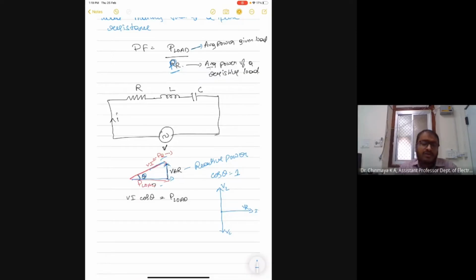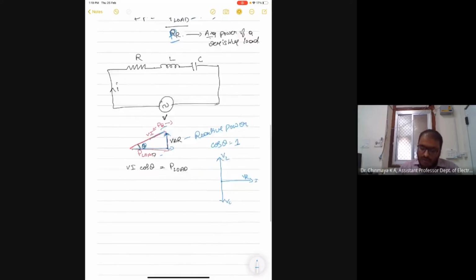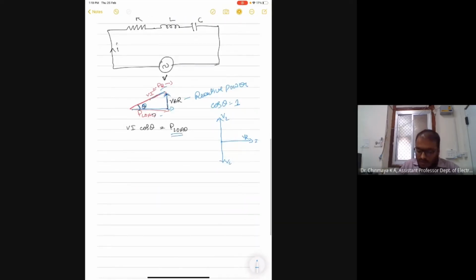So in this experiment, you will have an RLC circuit. You will be giving the supply to the RLC circuit, measuring the voltage across each component, and obtaining the total power of the circuit, that is P load. We know that P load is equal to VI cos phi. So you will be measuring the voltage and the current. Then from that you can calculate the power factor cos phi.